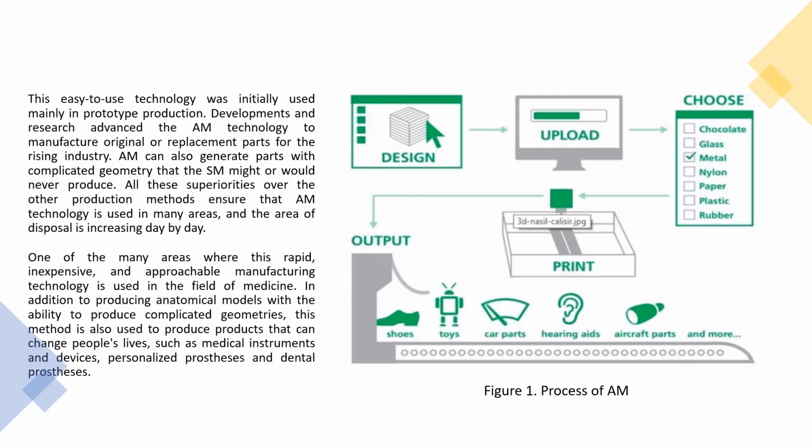This easy-to-use technology was initially used mainly in prototype production. Developments and research advanced the AM technology to manufacture original or replacement parts for the rising industry. AM can also generate parts with complicated geometry that SM might or would never produce. All these superiorities over the other production methods ensure that AM technology is used in many areas, and the area of disposal is increasing day by day.